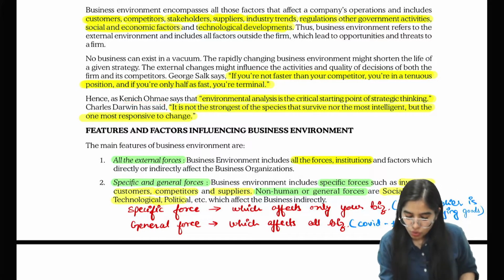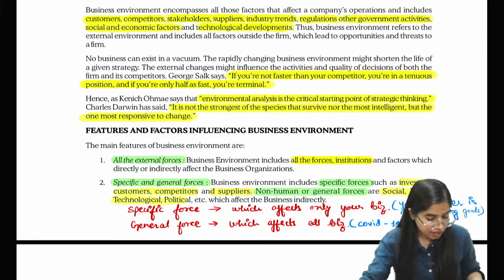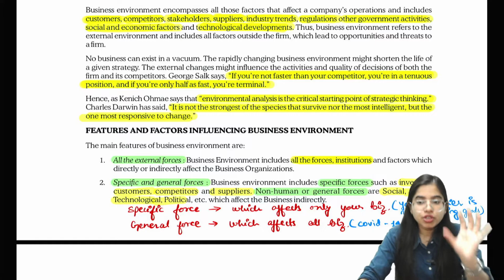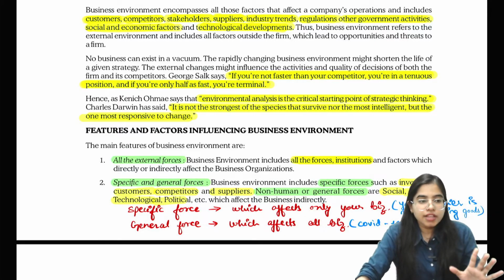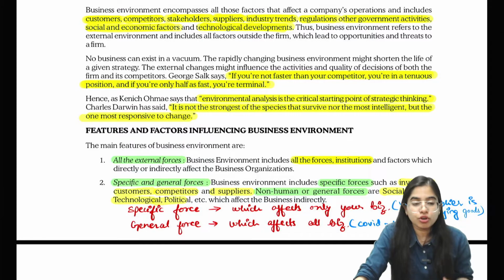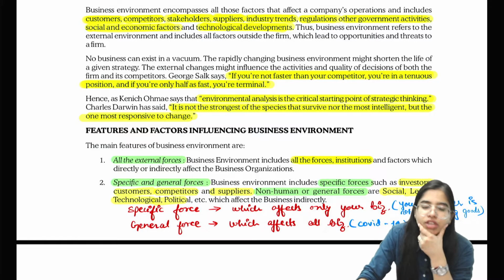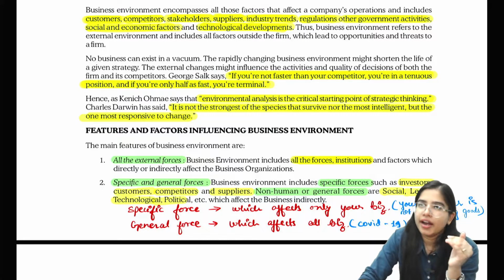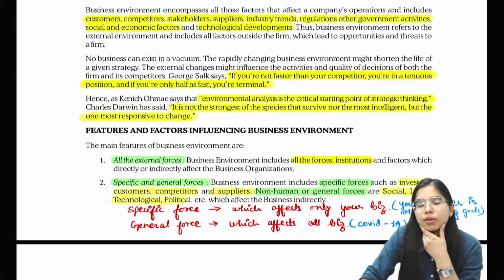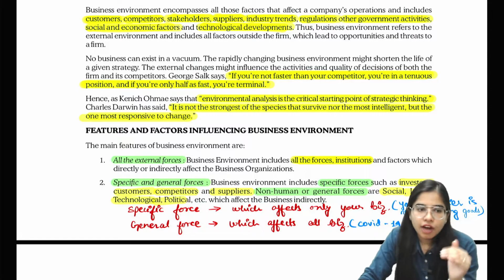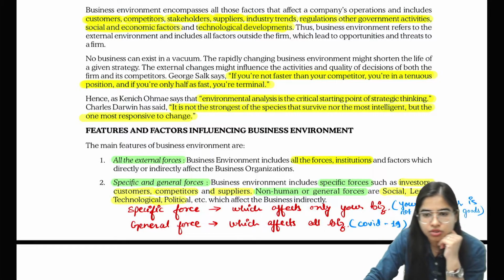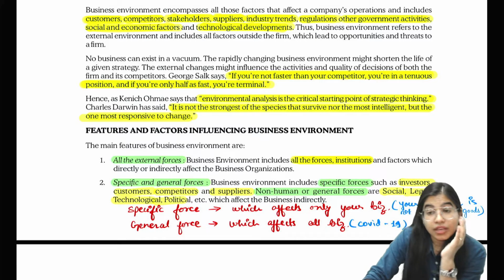Next, Kenichi Ohmae has said that environmental analysis is the critical starting point of strategic thinking. You know what is strategic thinking? Strategic thinking is your long term thinking. Whenever you hear the word strategic now, it means long term. So let's say you are planning for yourself, doing long term thinking: in the next 3 years I will complete CS, after 2 years I will do this, and then I will do a job. Like here you are doing long term planning: I will clear CSEET, after that by this time I will clear executive, then I will clear professional, then I will do 2 years training. So you are making a long term planning.